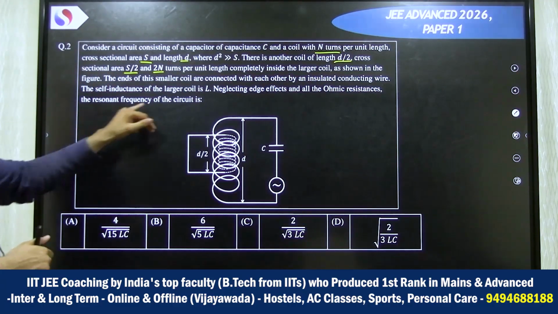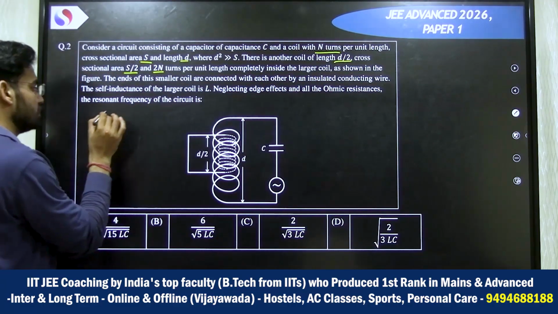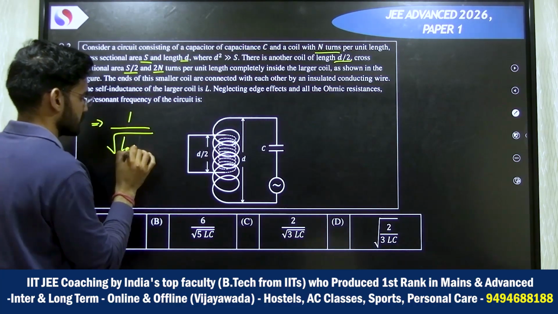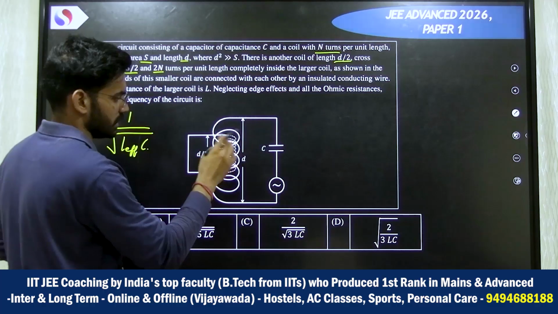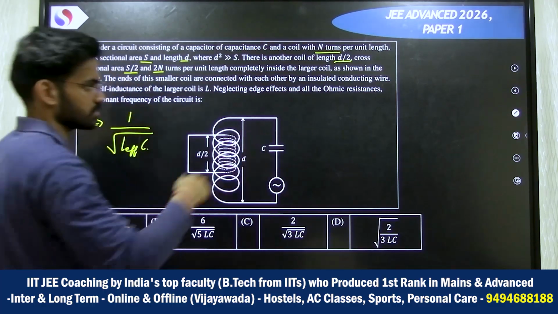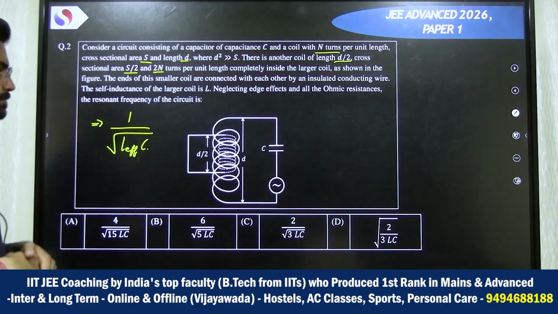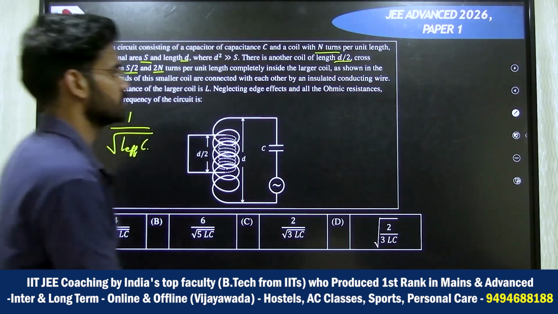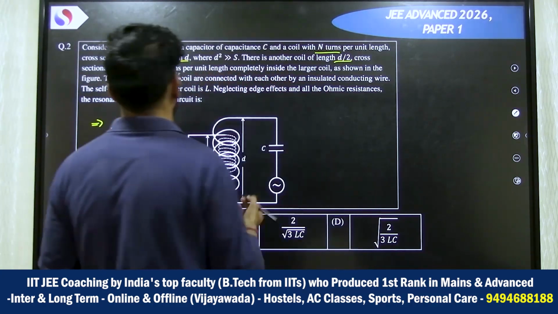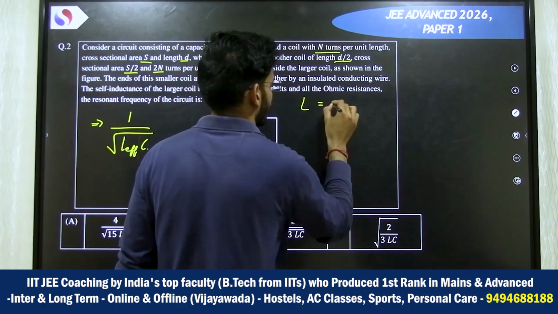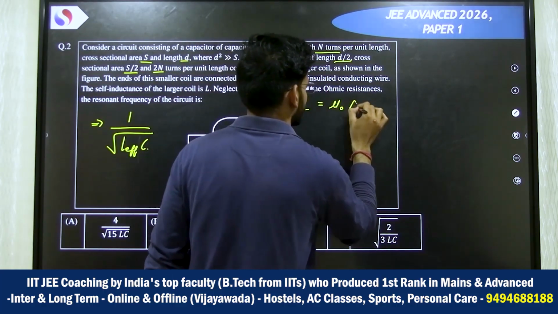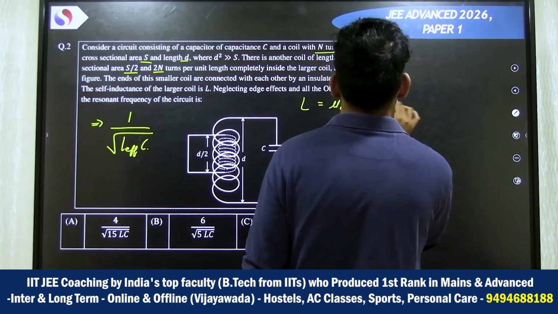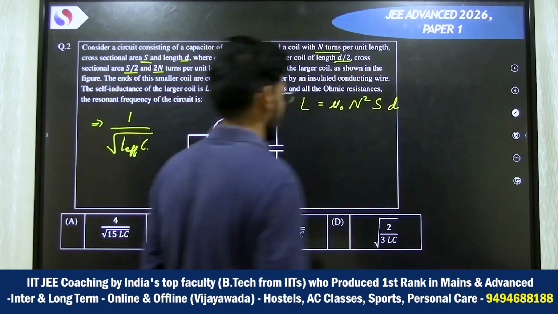What is asked? The resonant frequency of the circuit. So we know the resonant frequency of the circuit is 1 by under root L effective into C. There is an inductor and there is a capacitor, so LC oscillation will be there, right? Okay, now see how we'll solve. So first of all, what is this capital L? Capital L is mu naught N square into area of cross section S and D. So S into D. This is the L, right?